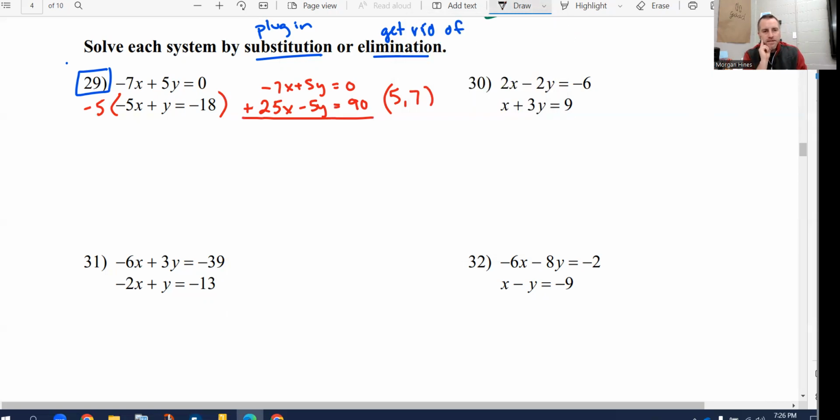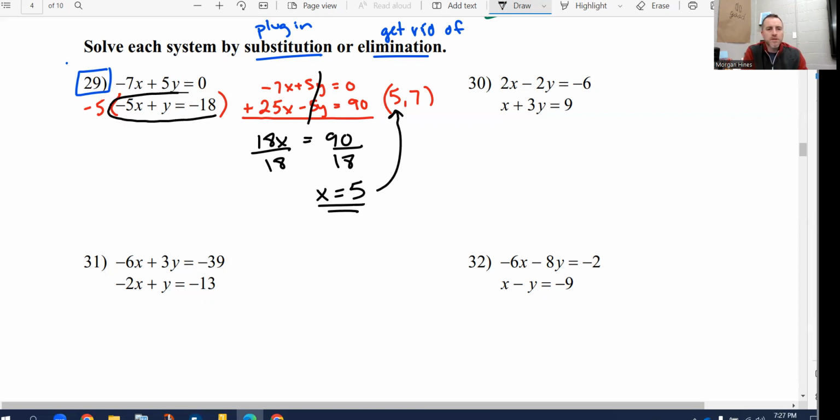And now we can add these equations together and we get 18x plus 0y's. We have gotten rid of them. We have eliminated them, is equal to 90, sorry. Divide by 18 and we get x equals 5. Hey, cool. That's what we got earlier. It's working. And now I'm going to use another equation to find out what y is.